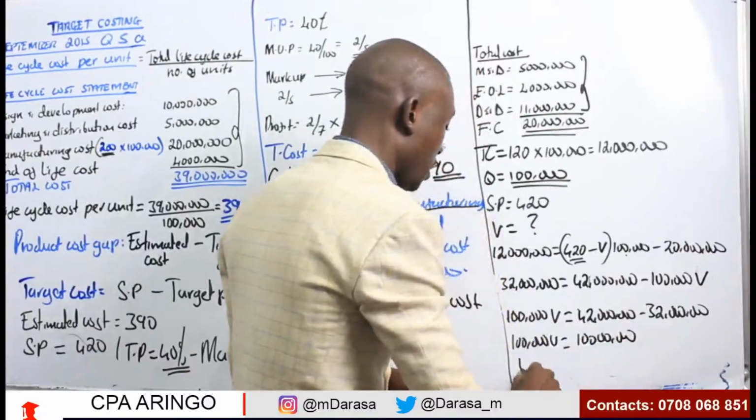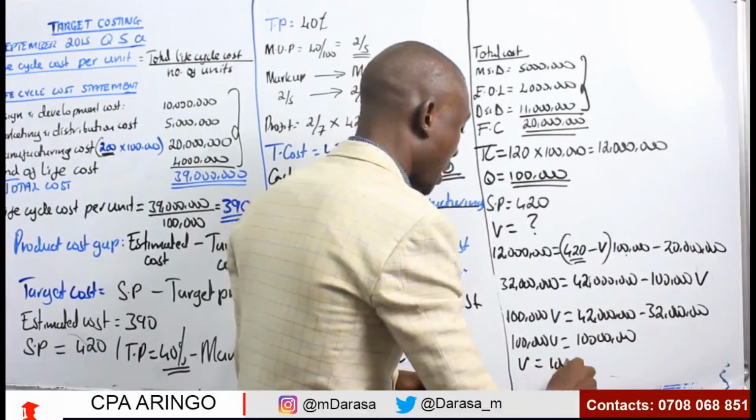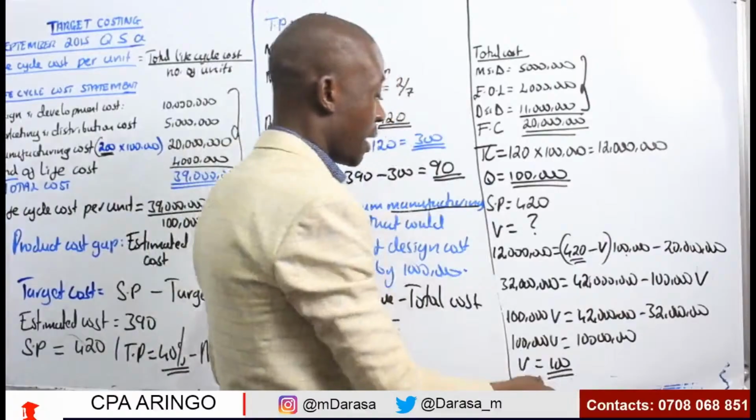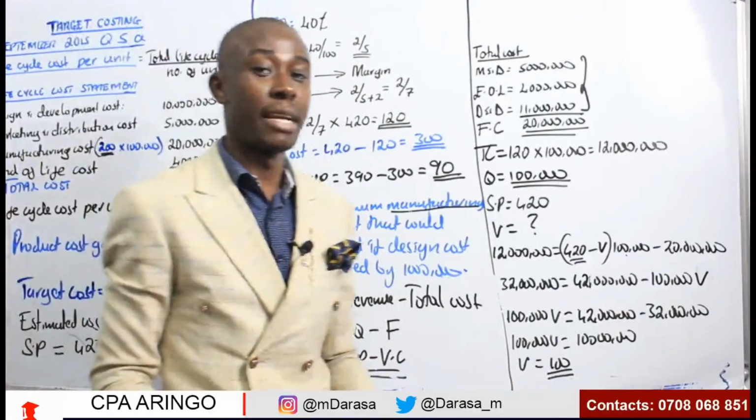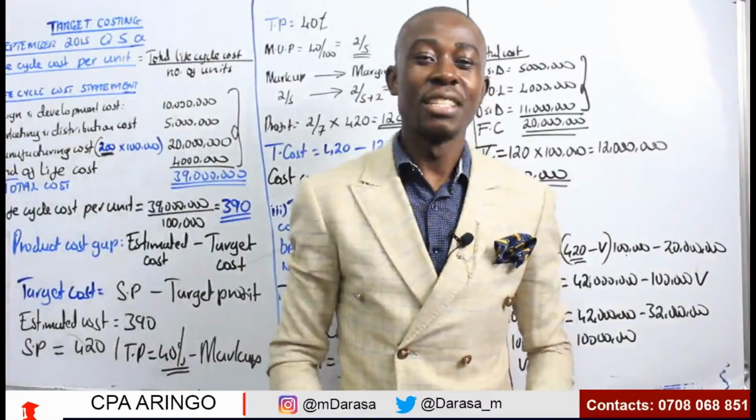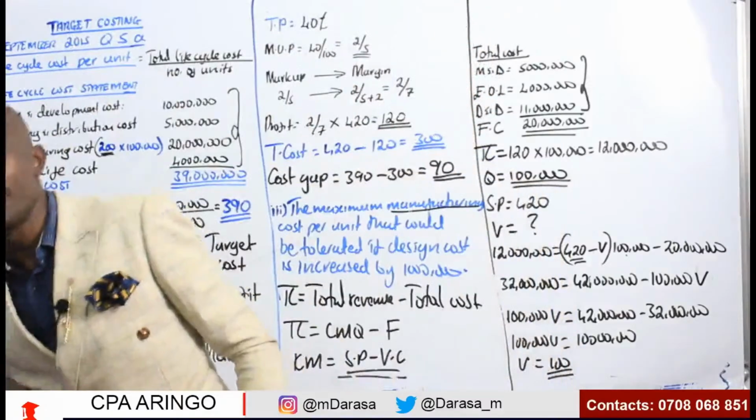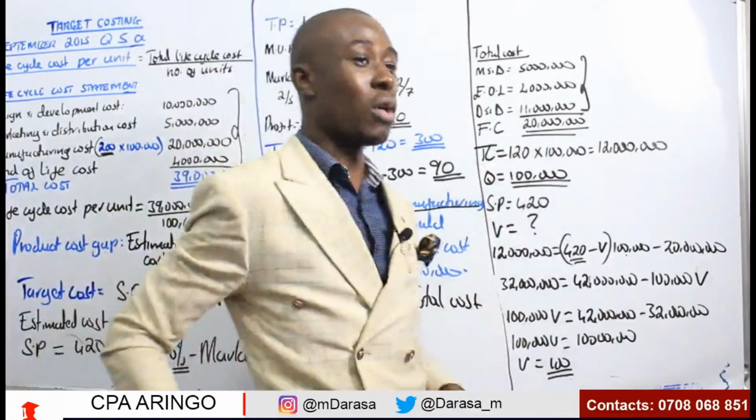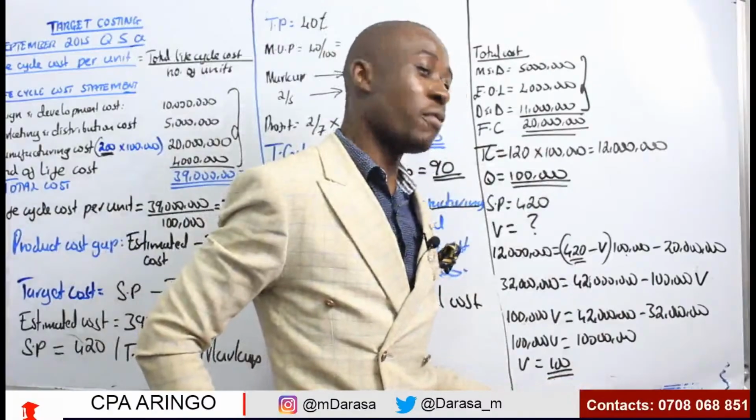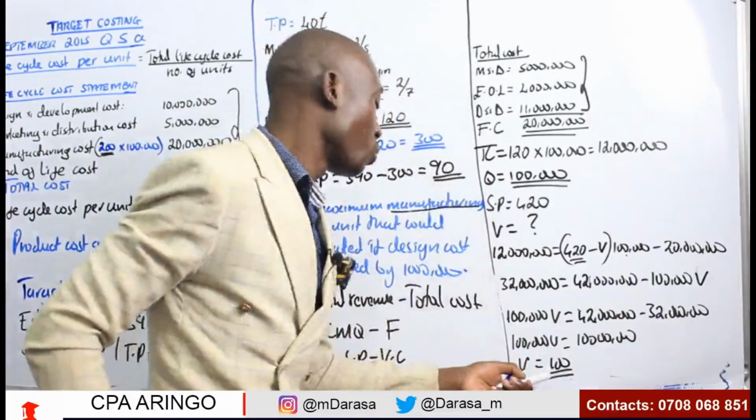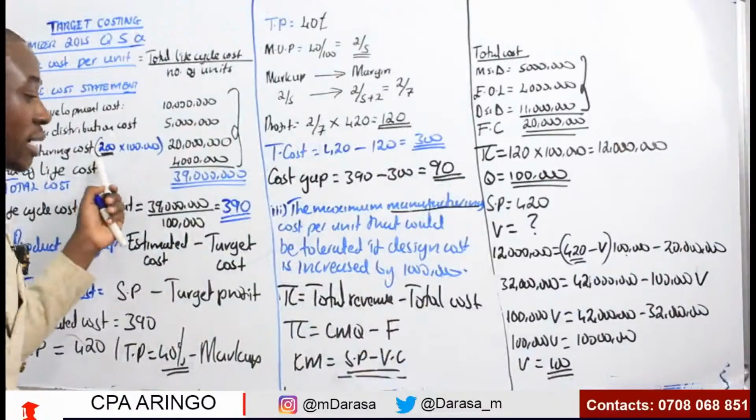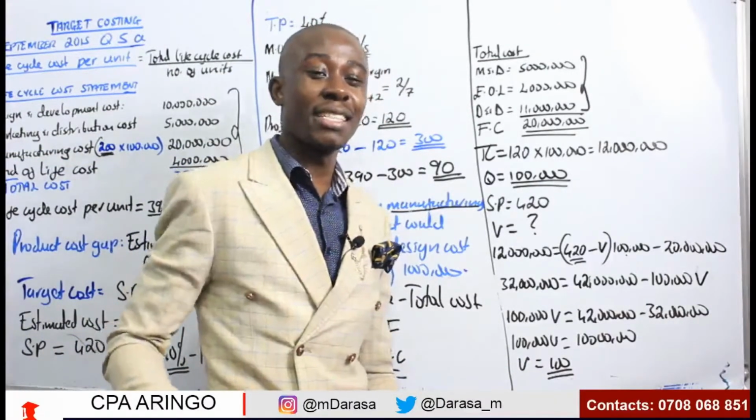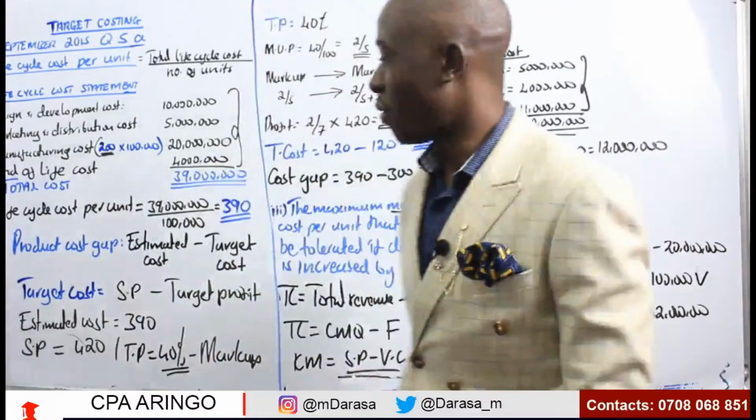So about V, I should be talking of 10 million divided by 100,000. So V, I should be having 100. So therefore, as we can clearly see, if we increase our design and development cost by 1 million, my variable cost or manufacturing cost will reduce. Initially it was 200. Right now it's going to be reduced to 100. So you can clearly see it has reduced our manufacturing cost.